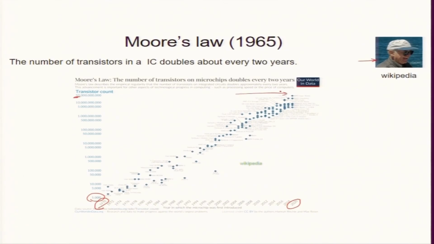But I am going to show you some data now. In 2022, you can put 100 billion transistors in a chip. So that is the stuff which is going on right now. So Moore's law is, in fact, this line is roughly following the double line. It's exponential growth.